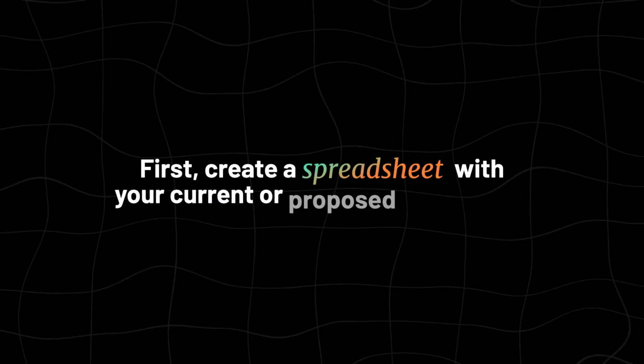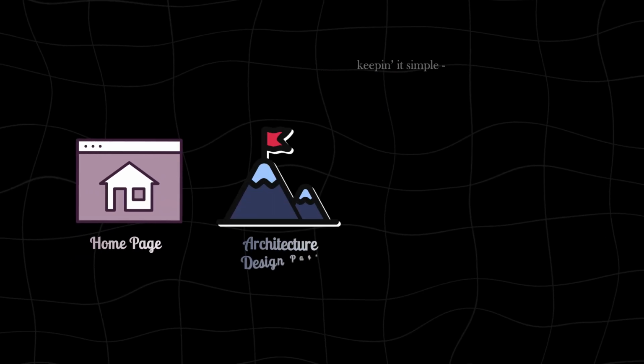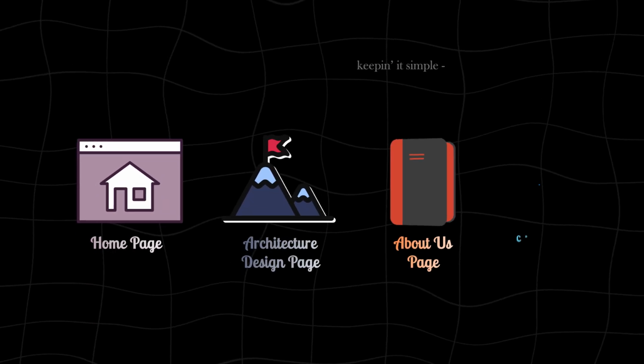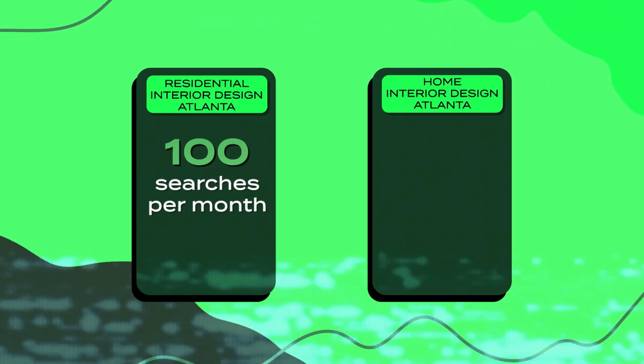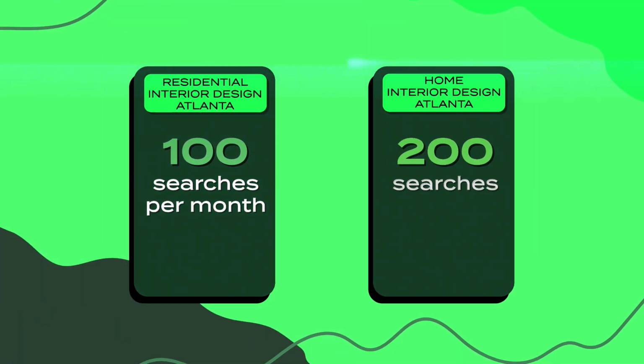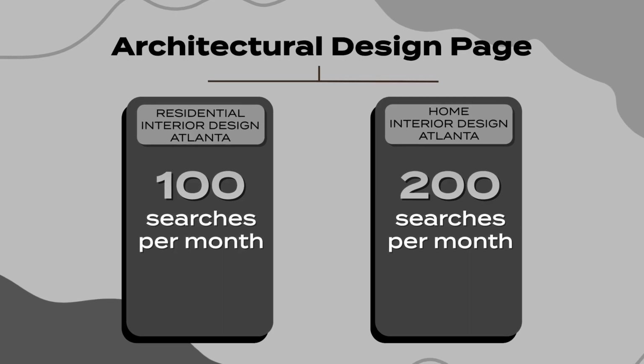First, create a spreadsheet with your current or proposed web pages. These include homepage, architecture design page, about us page, and contact us page. Consider all the services that you offer. If you're an architect that serves commercial clients, this can include landscape design page, interior design page, infrastructure design page. Now, I would map my previous keywords to the pages that best apply. Previously, we had looked up residential interior design Atlanta and home interior designers Atlanta. Since both of these keywords relate to residential architecture design, I may map them to the architectural design page.